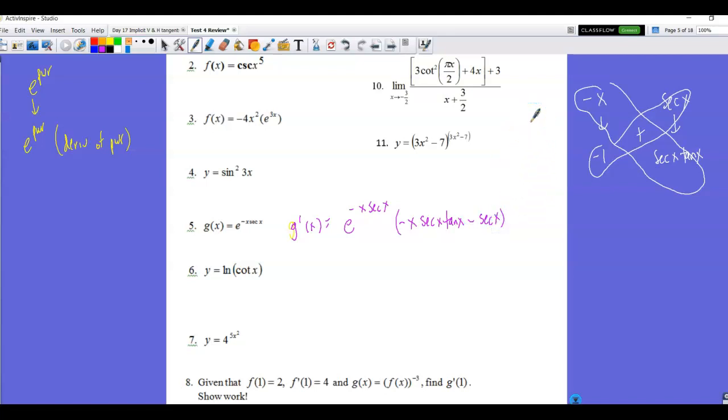Could I factor out a secant x? I could. Does it help me? Not really. So that's e to the power times the derivative of the power, and I would basically leave that just like that.